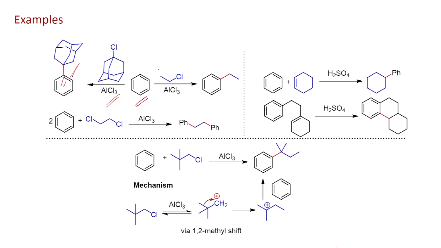And similarly, here is another example shown, the reaction of chloroethane with benzene. As we have seen, this also can undergo reaction. When you react with aluminum chloride, you will form this carbocation. Now, this can undergo reaction, as we have seen, and you will be able to form ethyl benzene as the product.